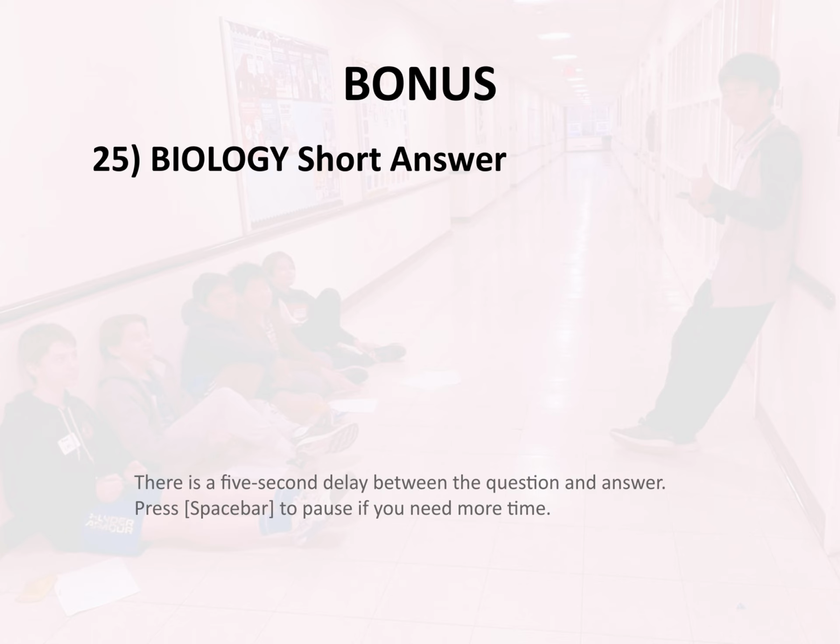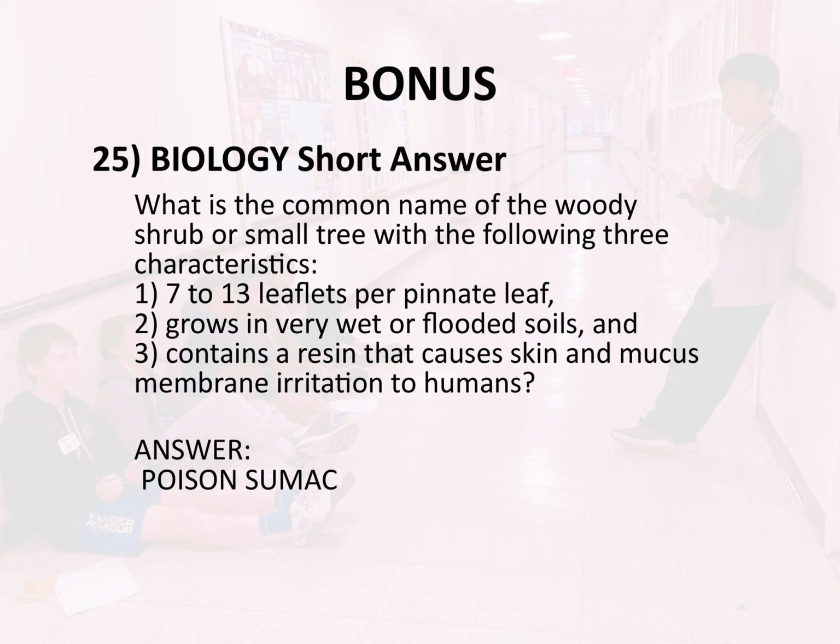Bonus 25. Biology. Short answer. What is the common name of the woody shrub or small tree with the following three characteristics? 1. 7 to 13 leaflets per pinnate leaf. 2. Grows in very wet or flooded soils. And 3. Contains a resin that causes skin and mucous membrane irritation to humans. Answer: Poison sumac.